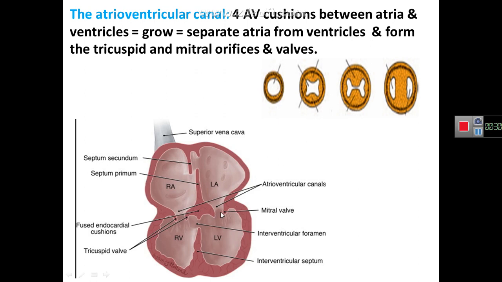Therefore, the cushions will fuse and form the orifices between the right atrium and the right ventricle, and the orifice between the left atrium and left ventricle. And also the cushions will form the valves, which are the mitral valve for the left atrioventricular orifice and the tricuspid valve for the right atrioventricular orifice. All of them are from the growth of the atrioventricular cushions, which are four cushions.